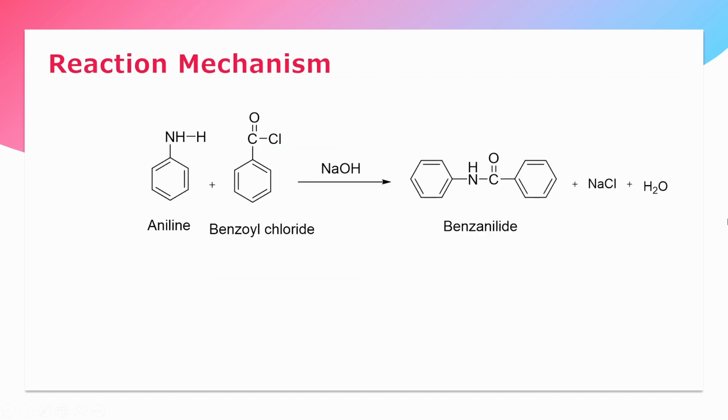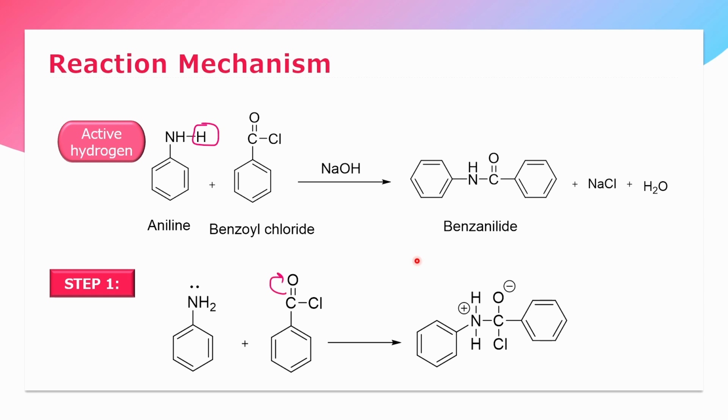Let's have a look at the reaction mechanism of the Bombin reaction. So we've taken aniline, and as suggested before, we have to use an active hydrogen compound. So this reacts with benzoyl chloride in the presence of NaOH to give us benzanilide, salt and water. So let's see the in-depth detailing through a mechanism.